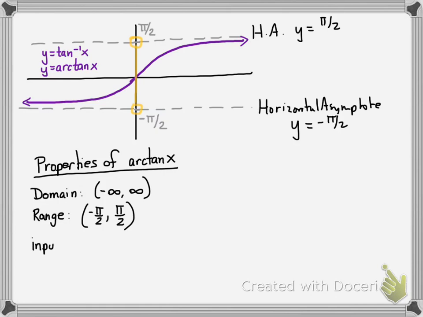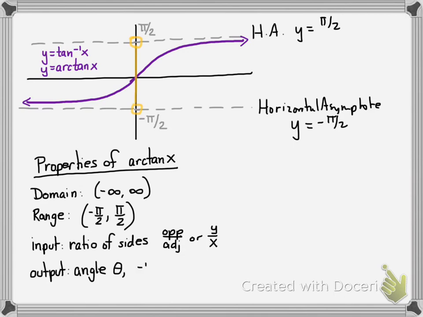Our input into our arctangent function will be a ratio of sides, and that ratio of sides is going to be opposite over adjacent, which represents the opposite side of the triangle over the adjacent side, or y over x. And the output is going to be an angle. And that angle theta is going to have to occur between negative pi over 2 and positive pi over 2.